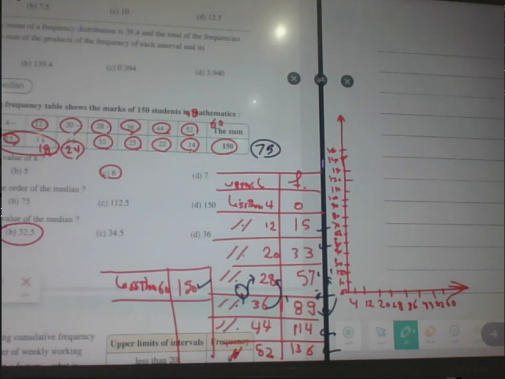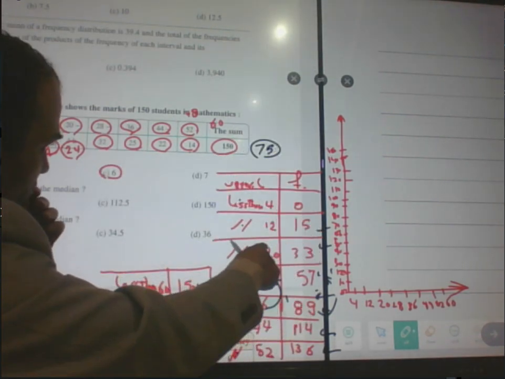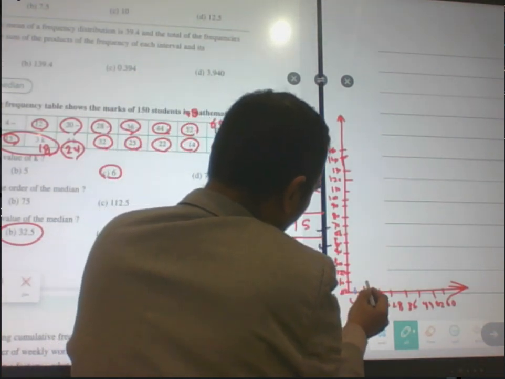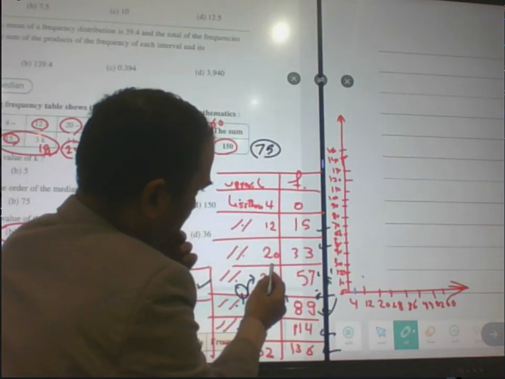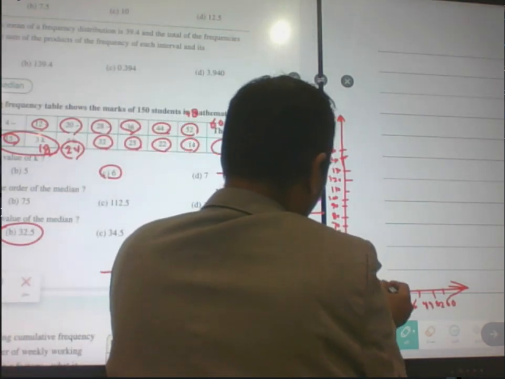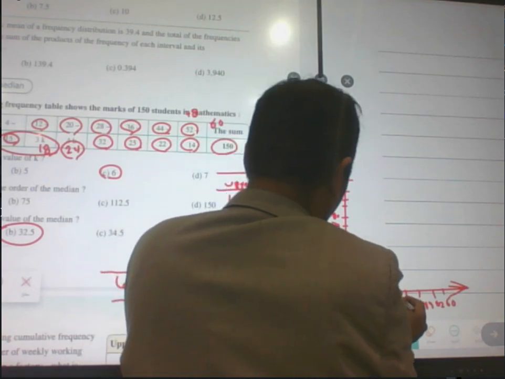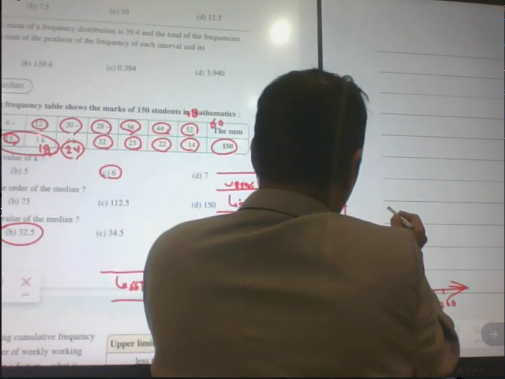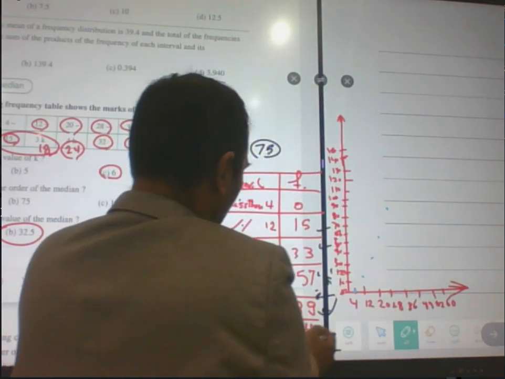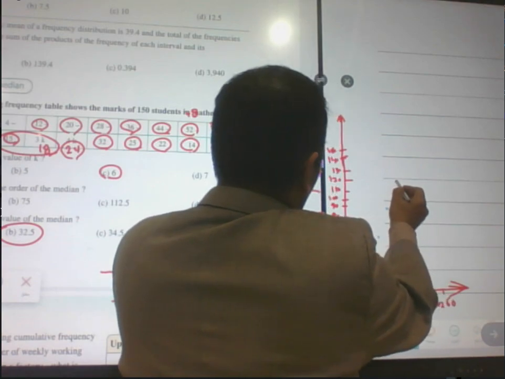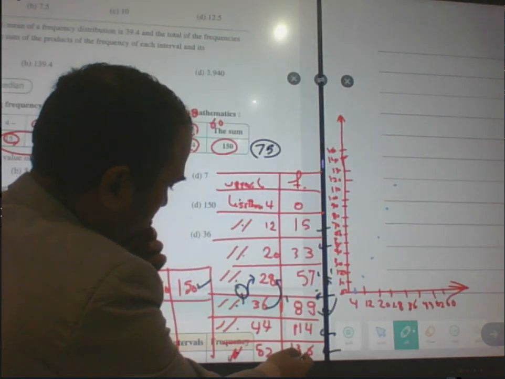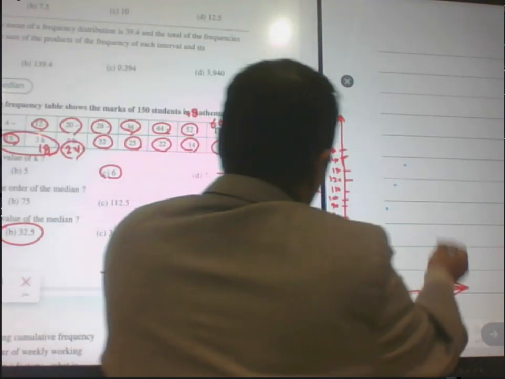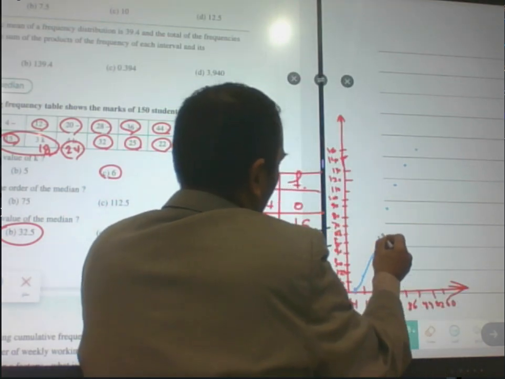Okay, and then this is the other method. If you don't know the first method, you can solve by this. Draw the curve. First start at 0 here, and second, 15 lies between 10 and 20 here, and next one 33, 20 to 33 here, and 57 going here, and 89 here, maybe here, and then 44, 114 here in this place, and next 136, 52, 136 like here, and last one 60, 150, and then draw the curve like this. Okay, you can see.